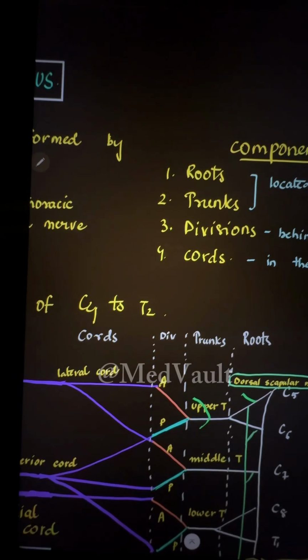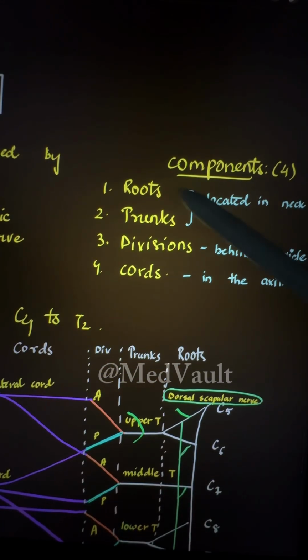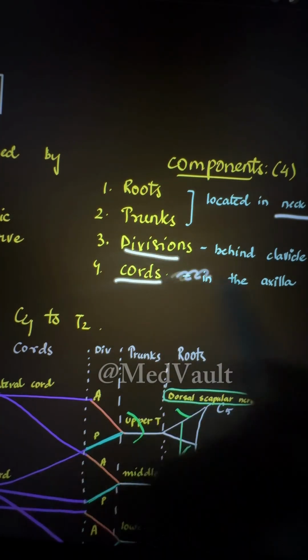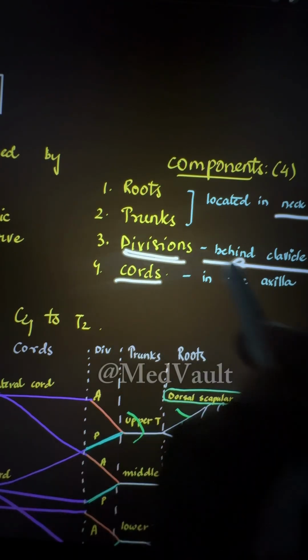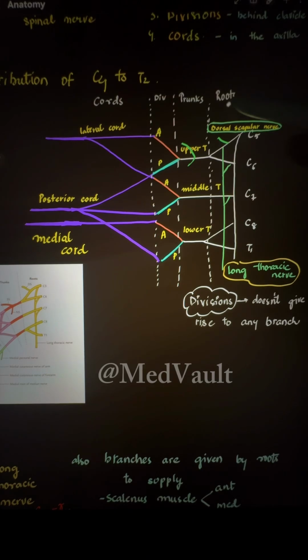The components of the brachial plexus are four, that is roots, trunks, divisions and cords. The roots and trunks are located in the neck region. The divisions and the cords are below. The divisions are behind the clavicle and the cords are in the axillary region. Coming to the roots, from C5 to T1, we can see here C5, C6, C7, C8 and T1.